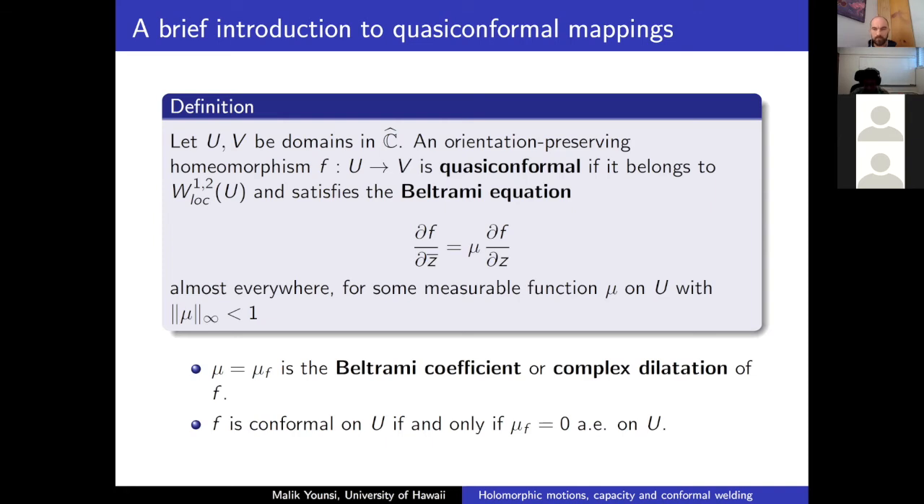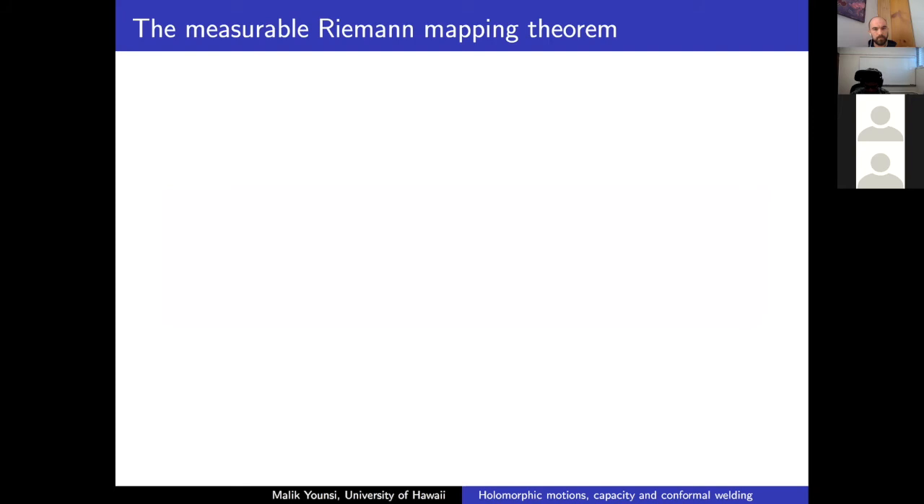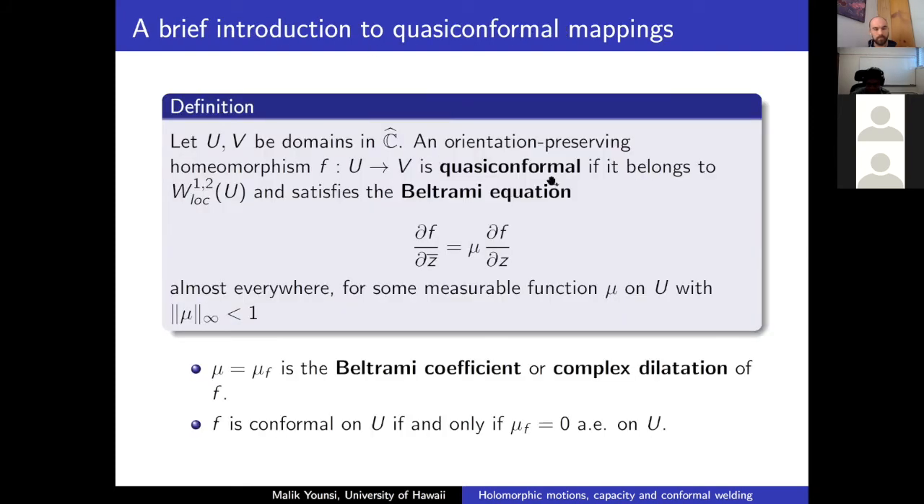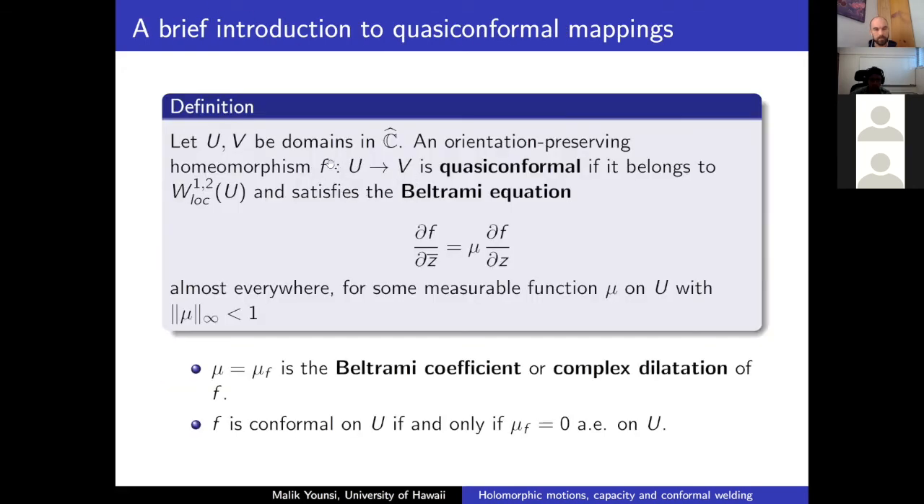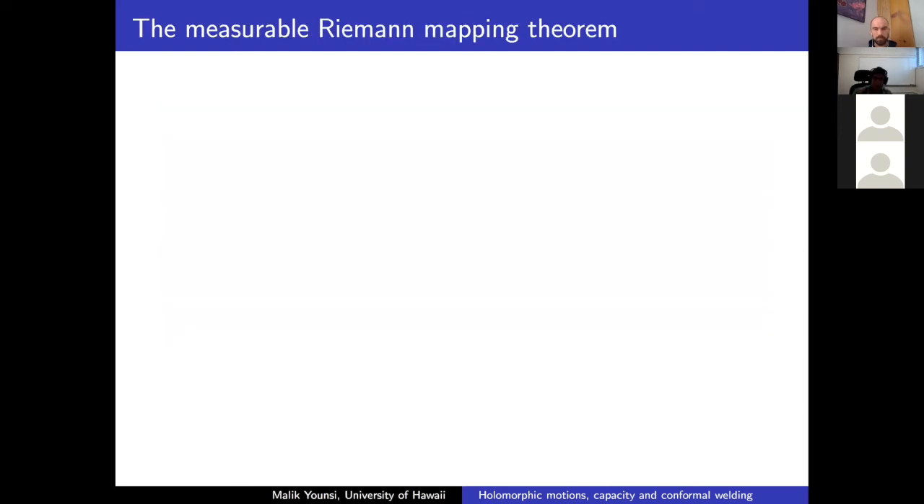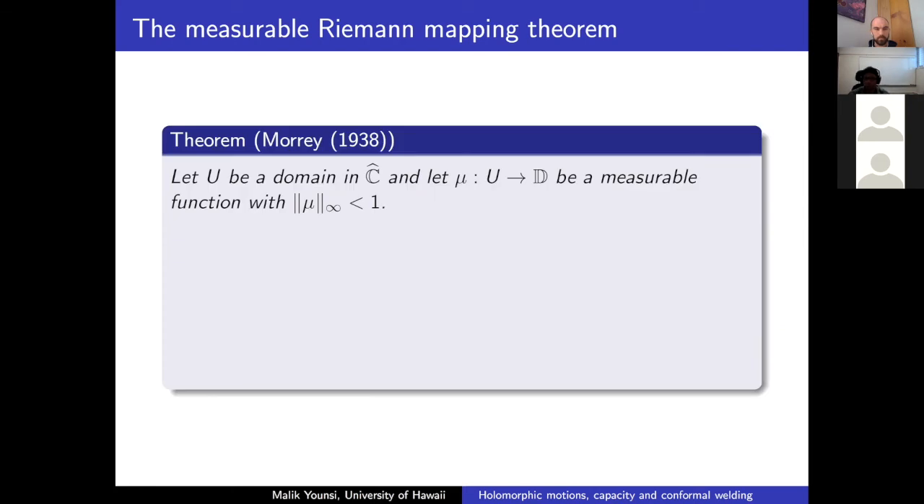Okay, so now that's pretty much all I wanted to say about the definition of quasiconformal mappings, but let me mention one of the most important results in the theory, the so-called measurable Riemann mapping theorem. So if we go back to the definition, then we have that every quasiconformal mapping corresponds to a Beltrami coefficient. That's a measurable function whose norm is less than 1. And it turns out that this correspondence is in fact surjective. So that's the measurable Riemann mapping theorem.